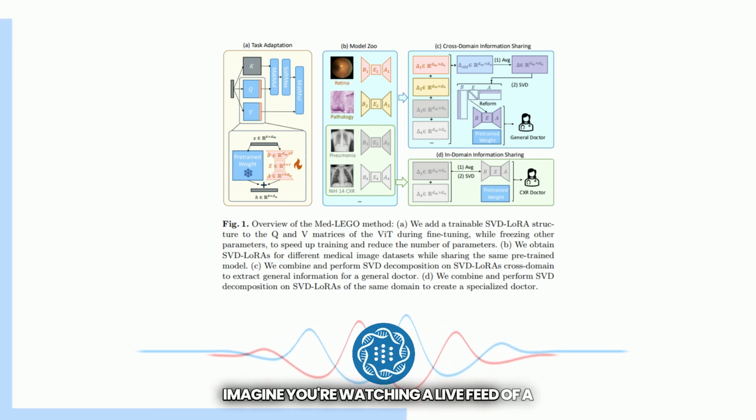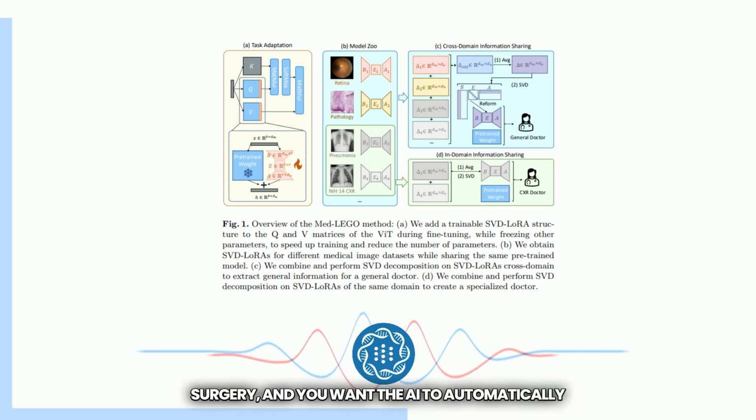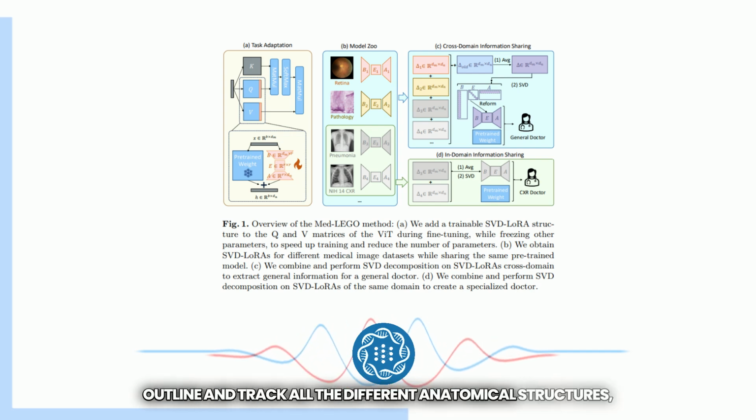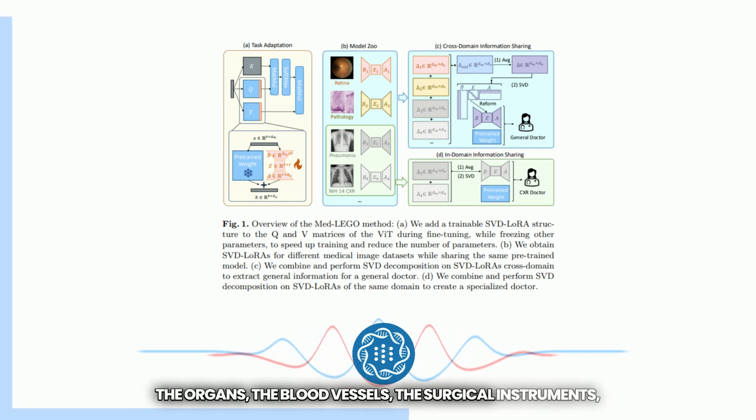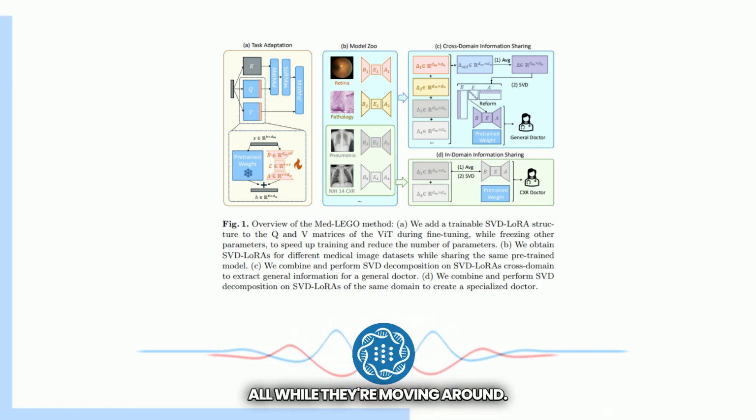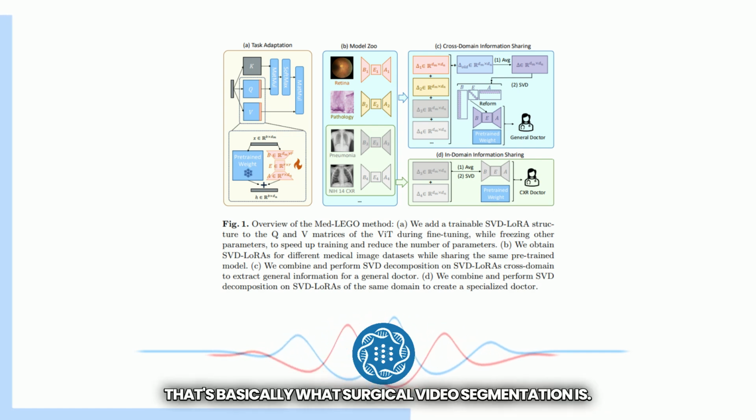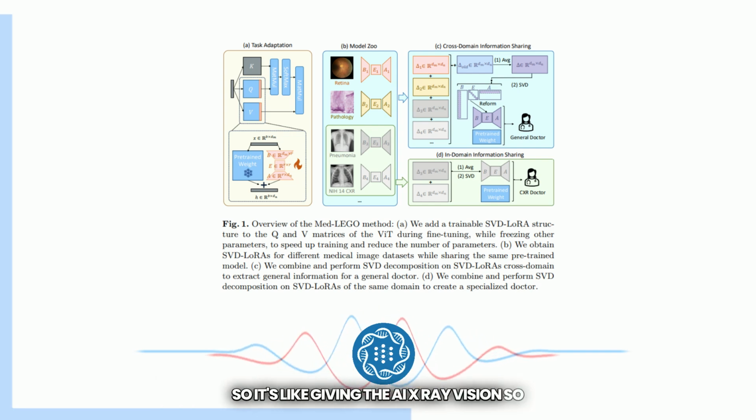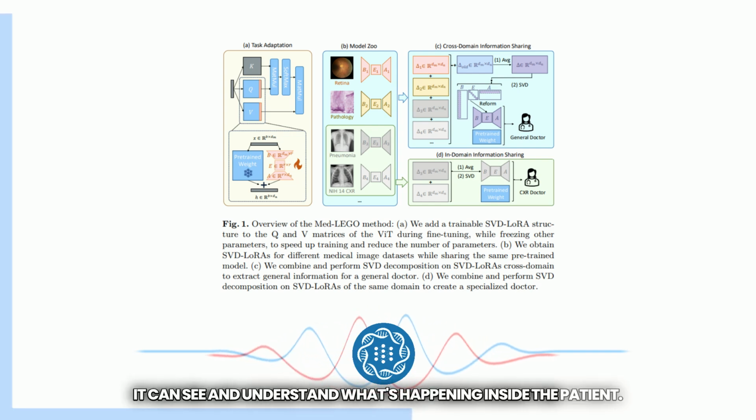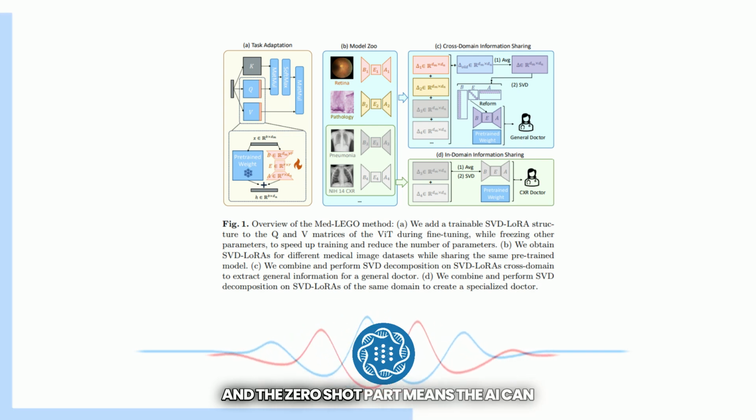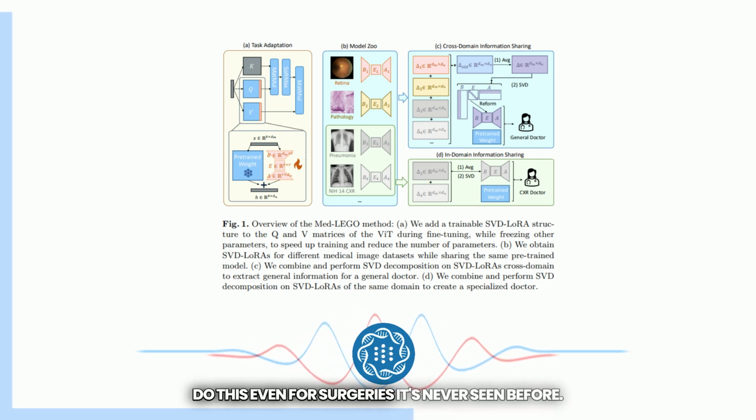Imagine you're watching a live feed of a surgery, and you want the AI to automatically outline and track all the different anatomical structures, the organs, the blood vessels, the surgical instruments, all while they're moving around. That's basically what surgical video segmentation is. So it's like giving the AI X-ray vision so it can see and understand what's happening inside the patient. Exactly. And the zero-shot part means the AI can do this even for surgeries it's never seen before.